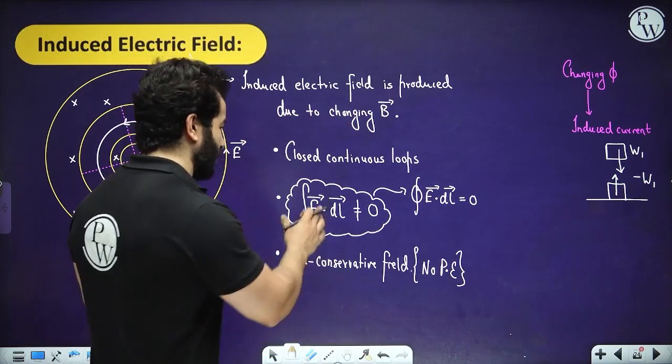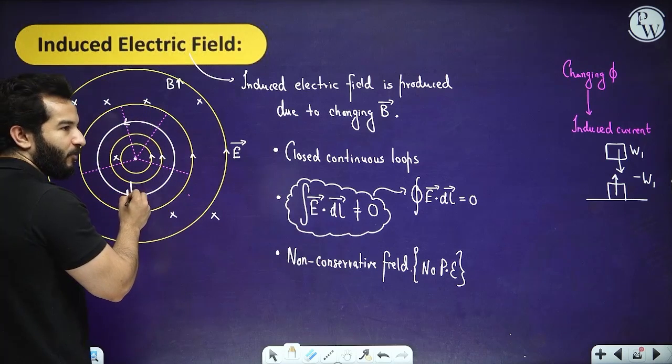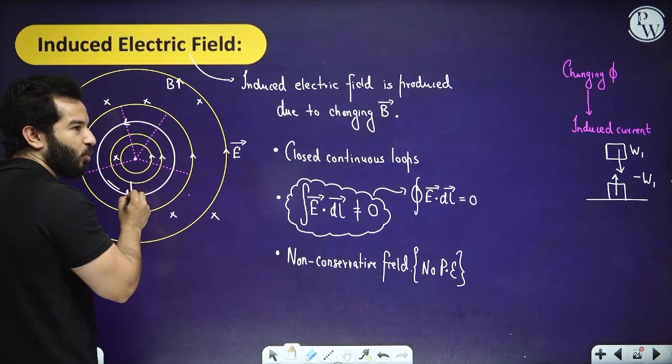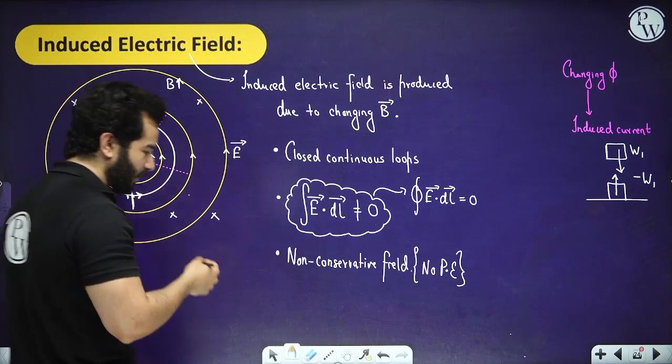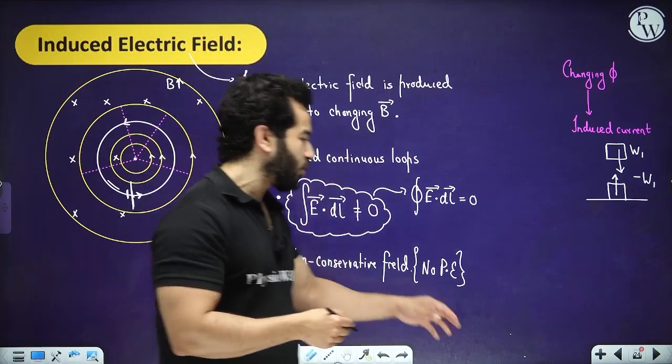That is not possible over here. That's what I was saying, that if you move a charge, the work done will be EMF, let's say 2 volt. Then if you again move the charge, it will be again 2 volt. So it will become 4 volt. So that is not possible for a non-conservative field. So E dot dl is not equal to 0.